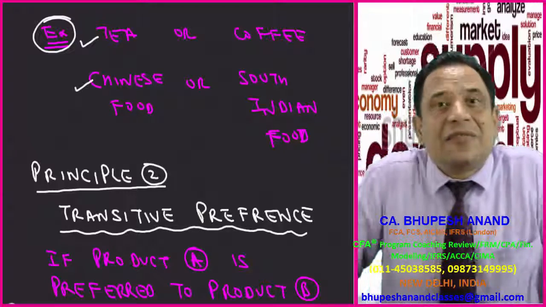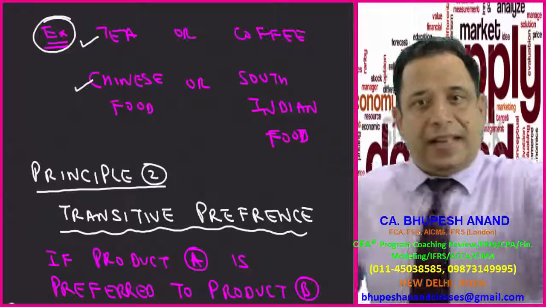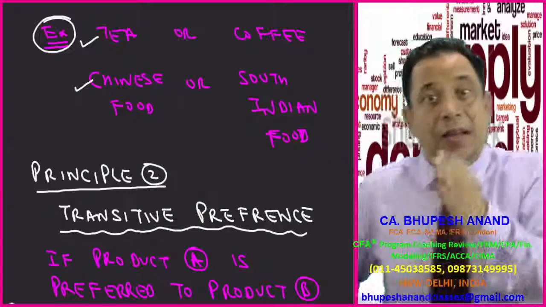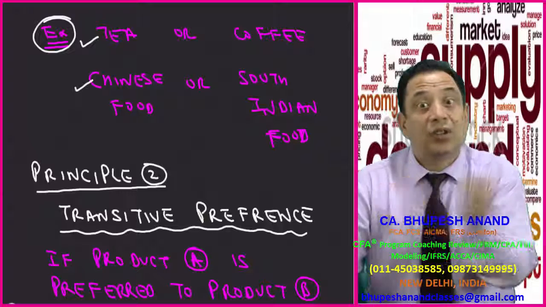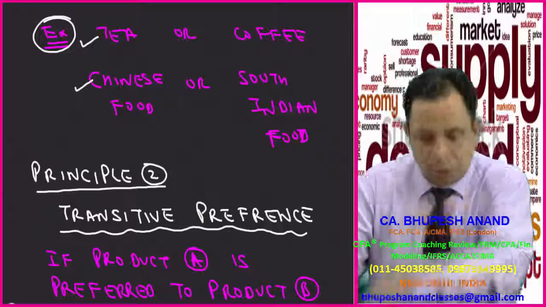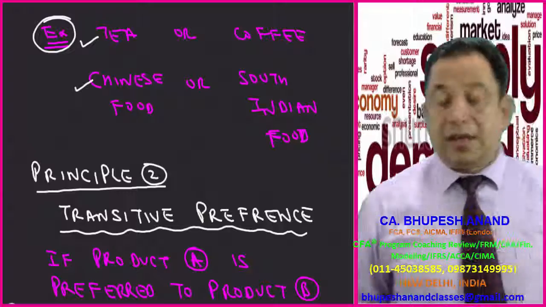Second is transitive preference. If product A is better than B and B is better than C, then it automatically means that A is better than C. So this is obvious but logical. So please write down principle number 2, transitive preference.